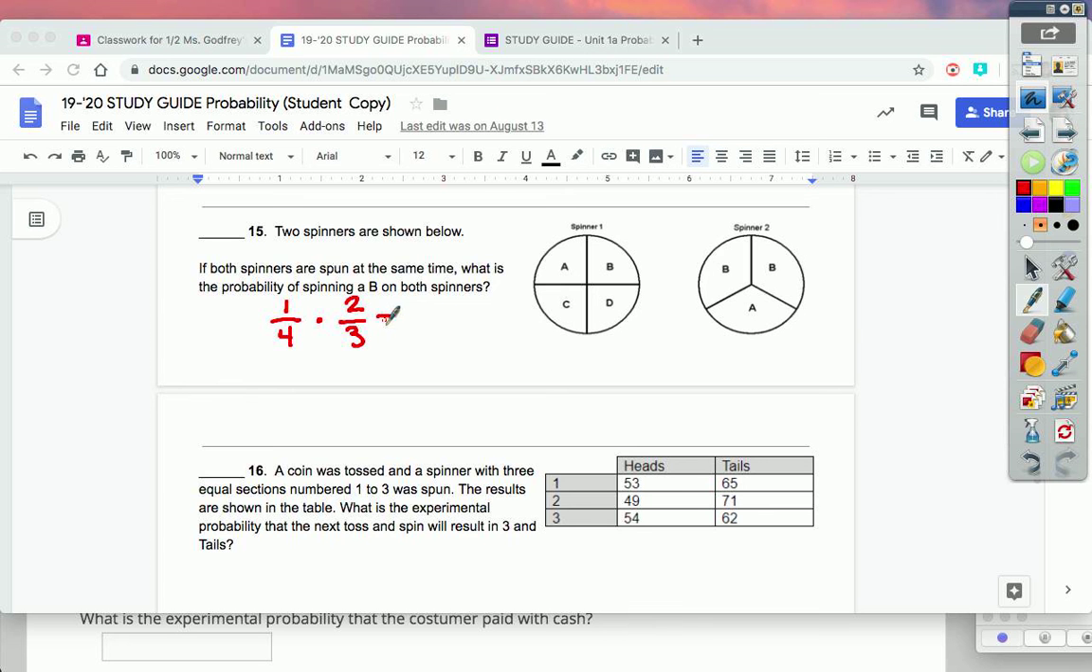We're simply going to multiply those 2 probabilities. 2 times 1 is 2. 4 times 3 is 12. This can be reduced, which will be 1 over 6. The probability is 1 over 6. Any questions here?